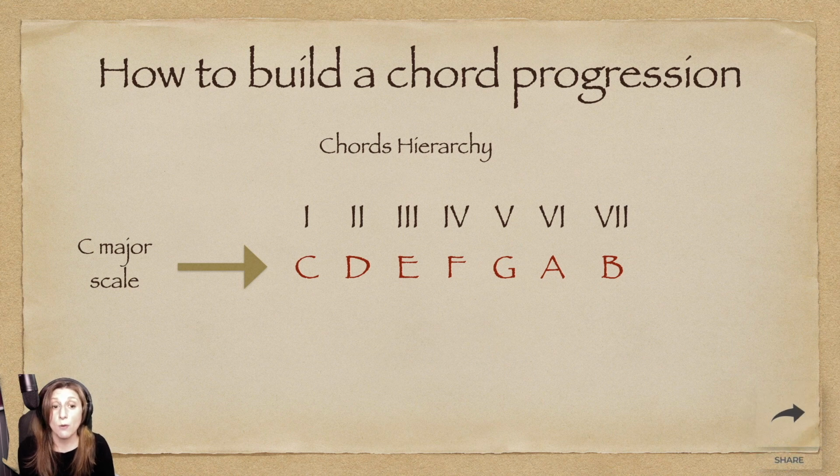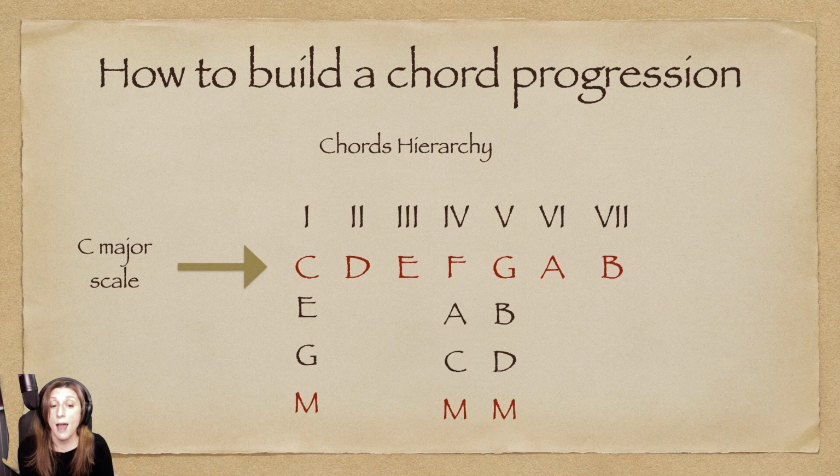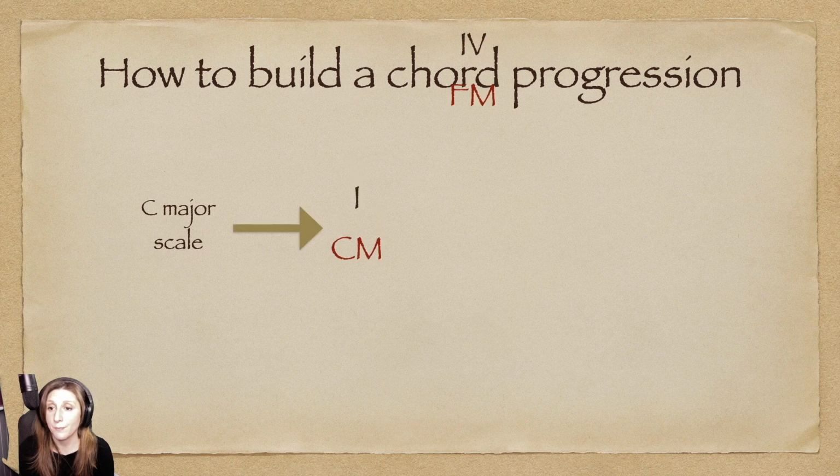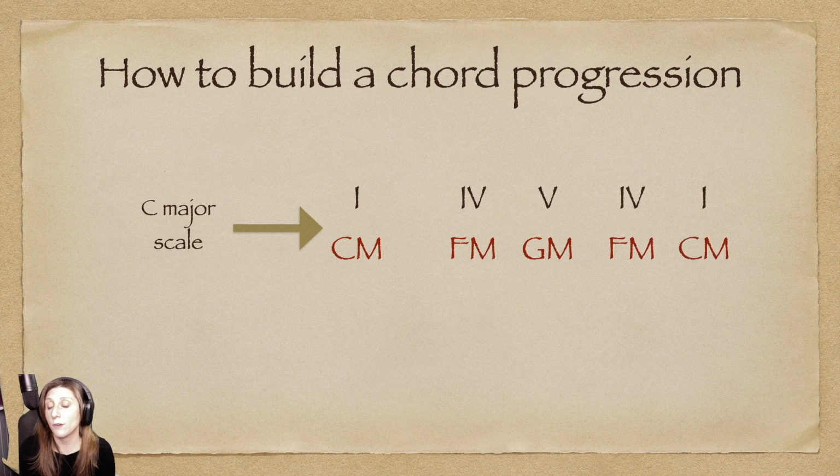The other two most important ones are the fourth and the fifth. In this case it is F and G. Again, the Roman numerals are the same numbers I have been showing you from the beginning. Using 1, 4, and 5 as my pillars, you can build any progression. And in the middle, you can add any of the rest of the chords from the scale.